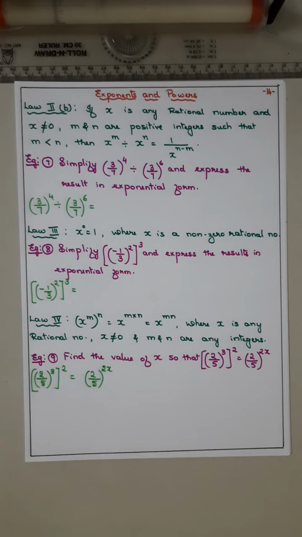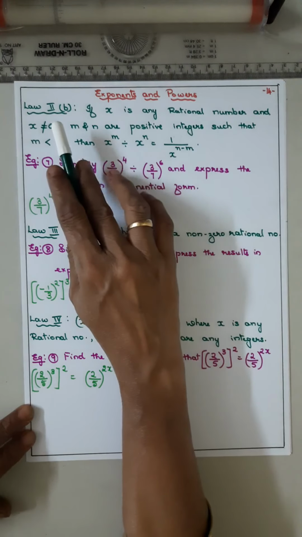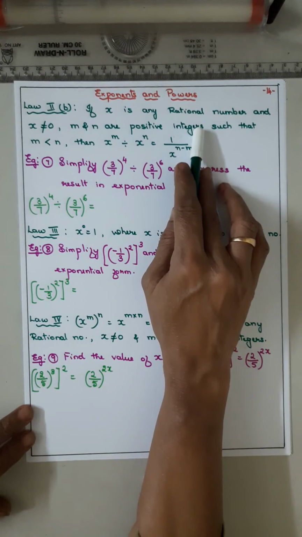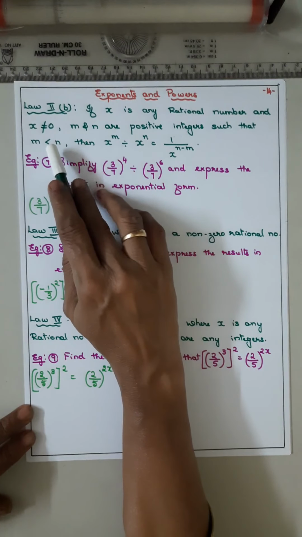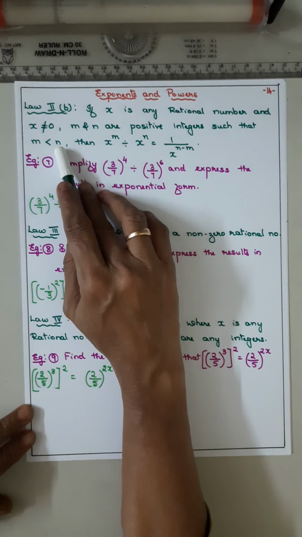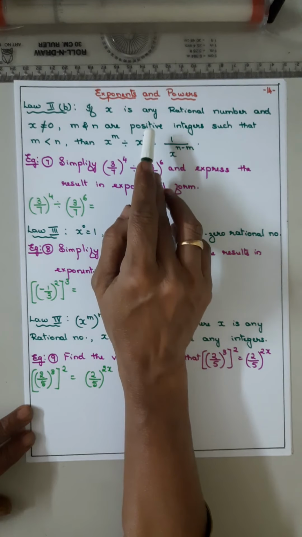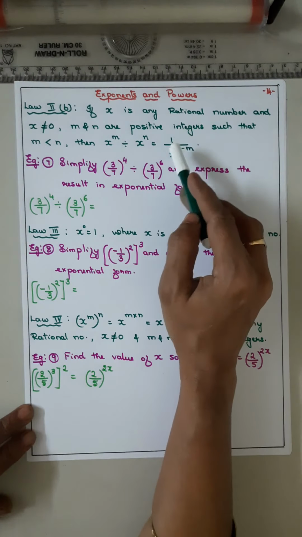Now law 2B. In this, if x is any rational number and x is not equal to 0, m and n are positive integers such that m is less than n, then x to the power m divided by x to the power n is equal to 1 upon x to the power n minus m.